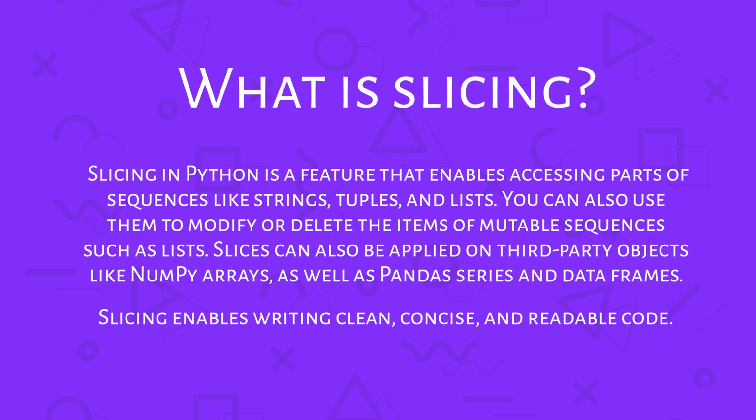Slicing in Python is a feature that enables accessing parts of sequences like strings, tuples, and lists. You can also use slicing to modify or delete items of mutable sequences such as lists. Slicing can also be applied to third-party objects like NumPy arrays, as well as Pandas series and data frames. Slicing enables writing clean, concise, and readable code.